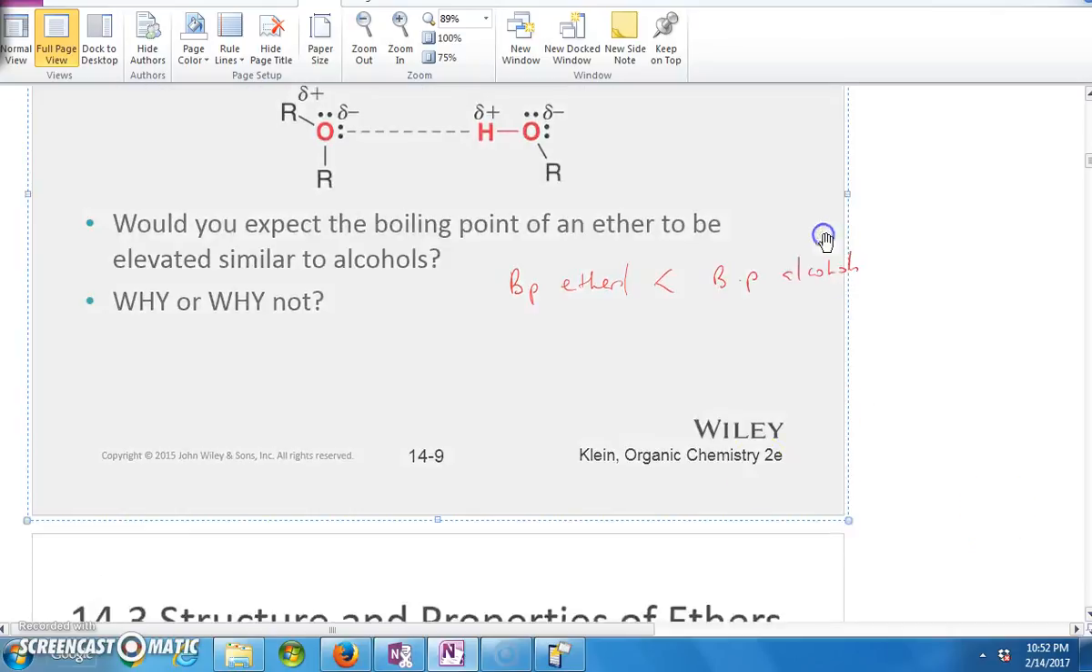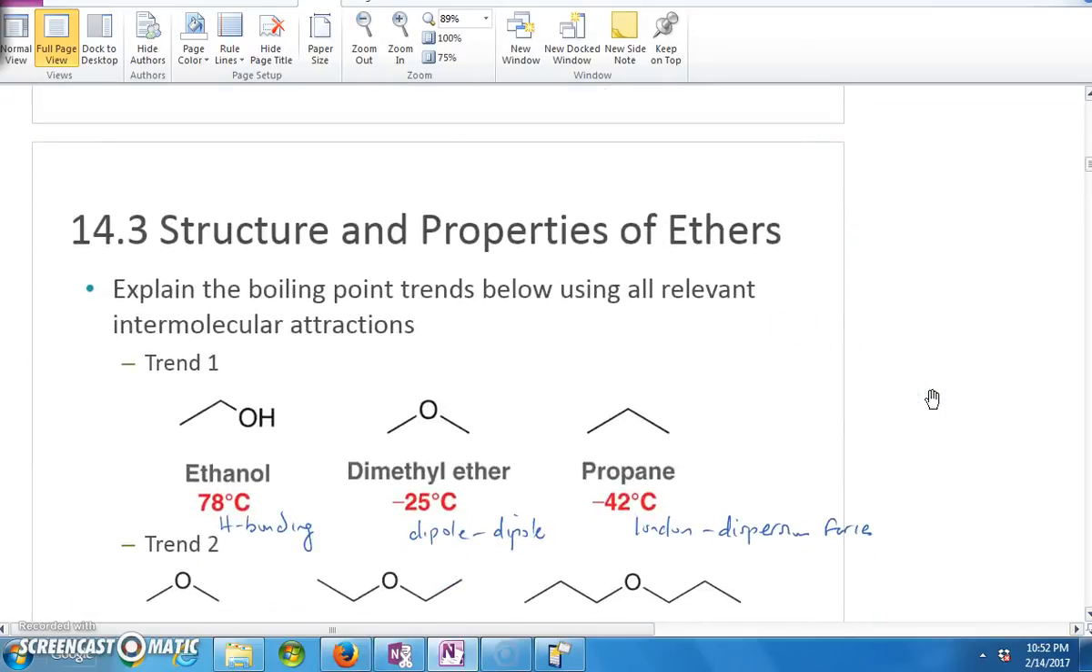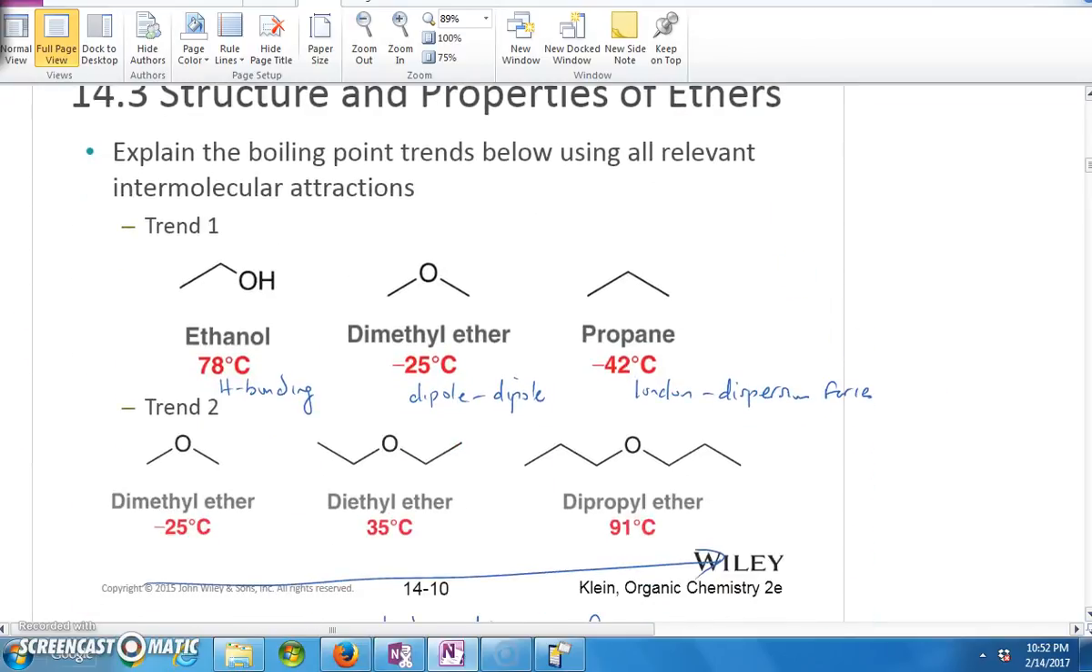So let's now look at this trend here. You can see that the alcohol has a much higher boiling point than the ether. And the ether has a much higher boiling point than the alkane. Of course, the reason for the higher boiling point for ethanol is because of hydrogen bonding. The dimethyl ether is because of dipole-dipole interactions, while the propane is London dispersion.